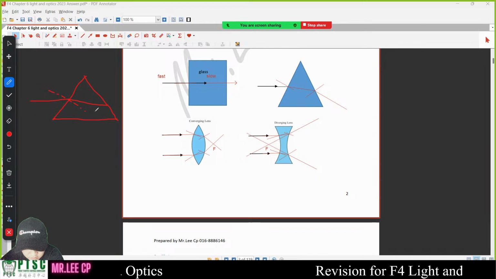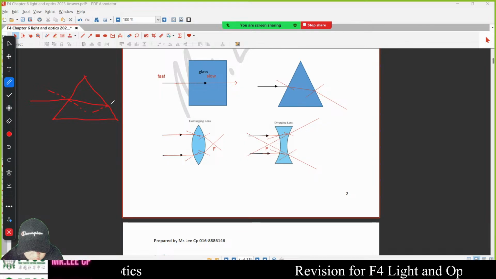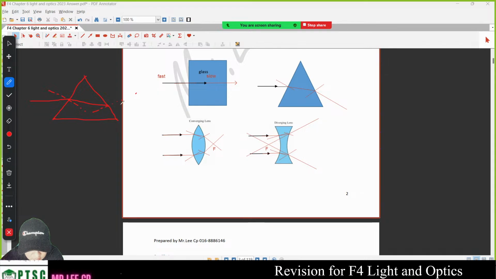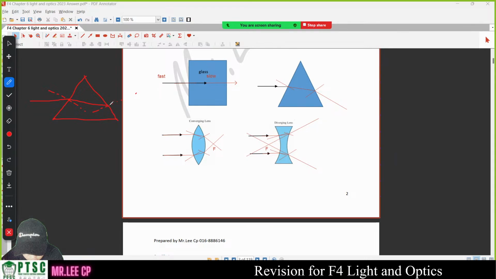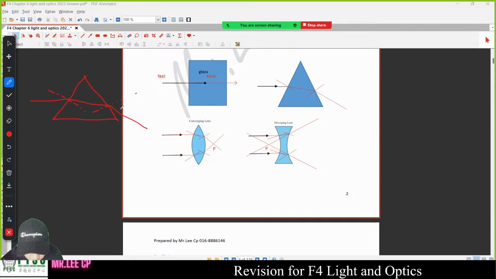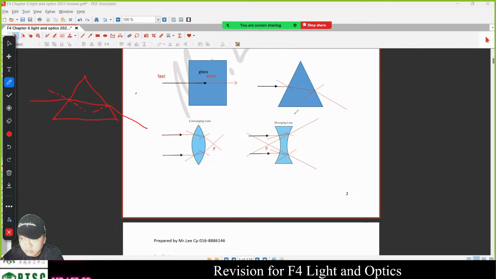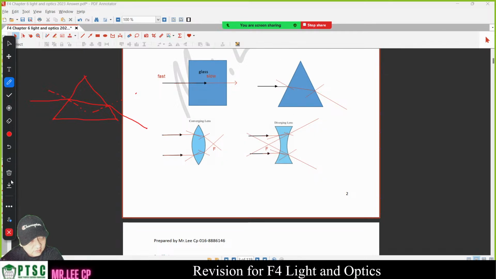When the light goes out, you draw the normal line first, and the light will not go straight. You bend away from the normal. Denser to less dense, you bend away from the normal. That's why you get this.